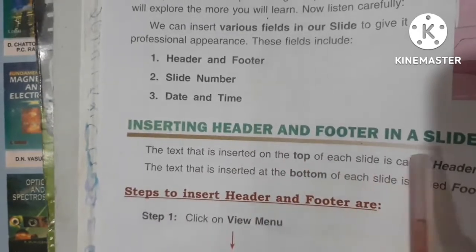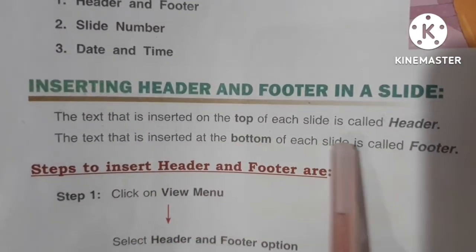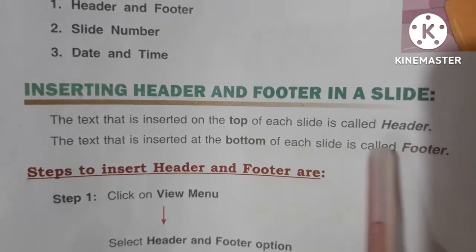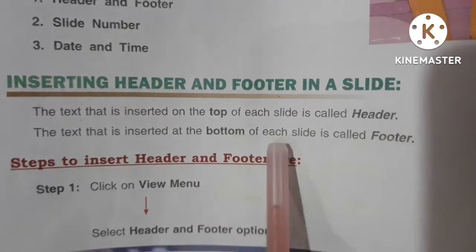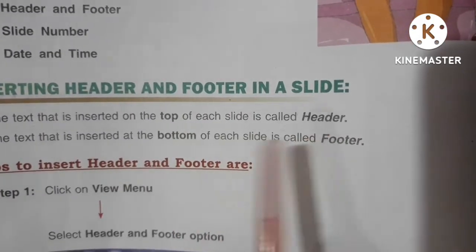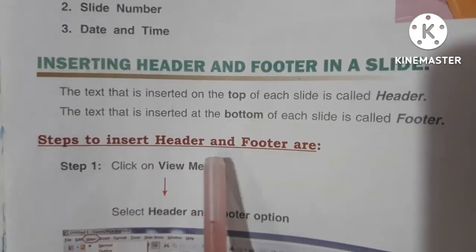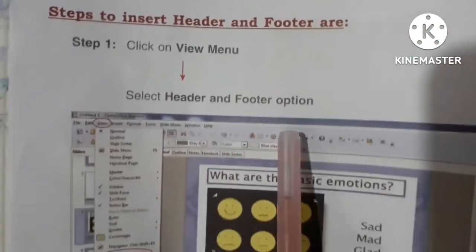Inserting header and footer in a slide. The text that is inserted on the top of each slide is called header. Top of the slide is header, and bottom of the slide is footer. Steps to insert header and footer: click on the View menu, select the Header and Footer option.